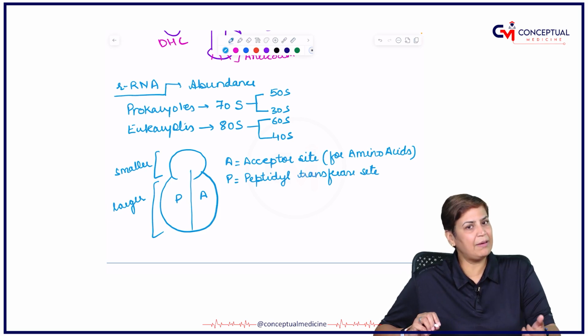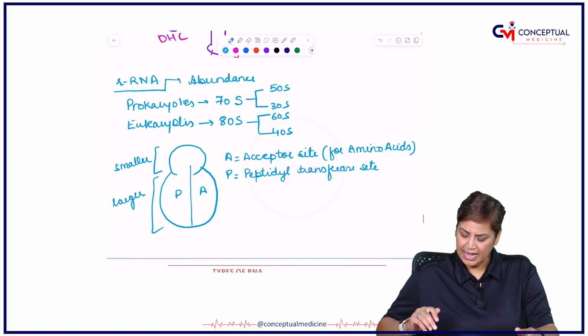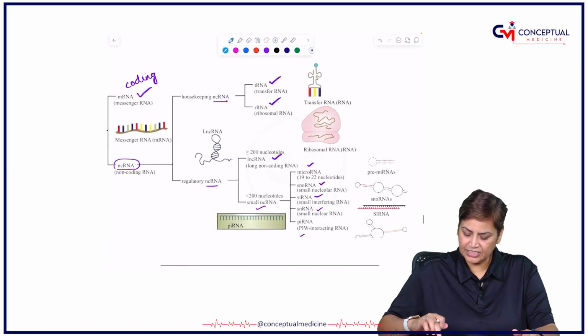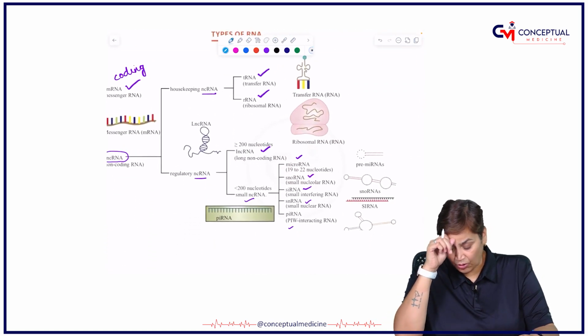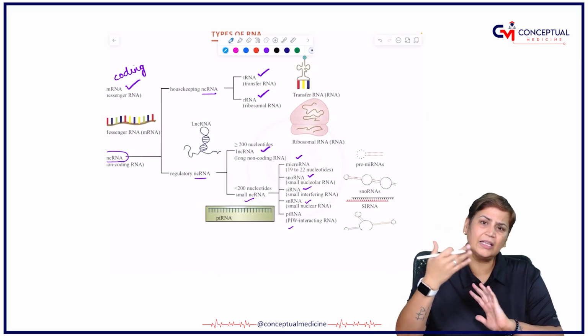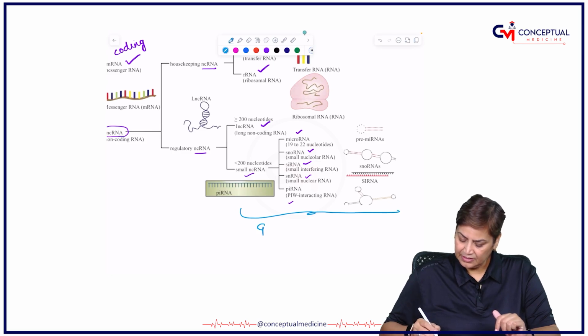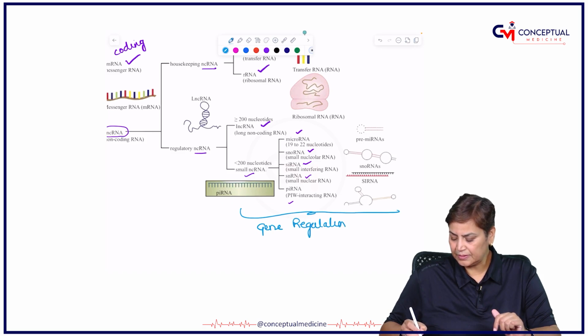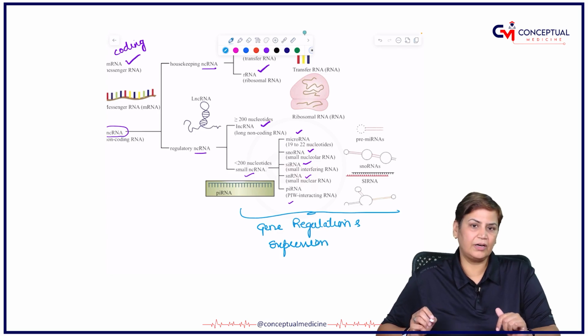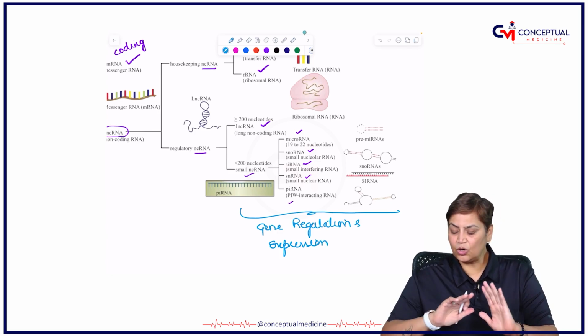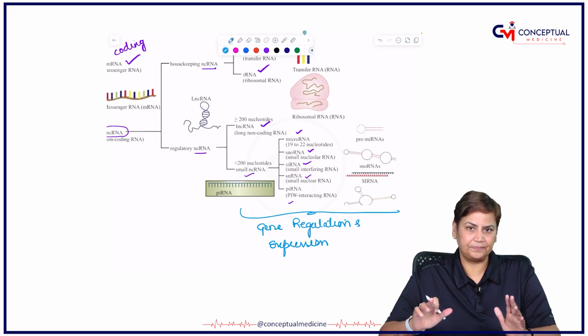Among these, only mRNA is the coding RNA. The rest are non-coding, and the classification we have already discussed. Always remember, whenever we talk about the other RNAs, they are helping in gene regulation and expression. Very important. So this is all about RNA.